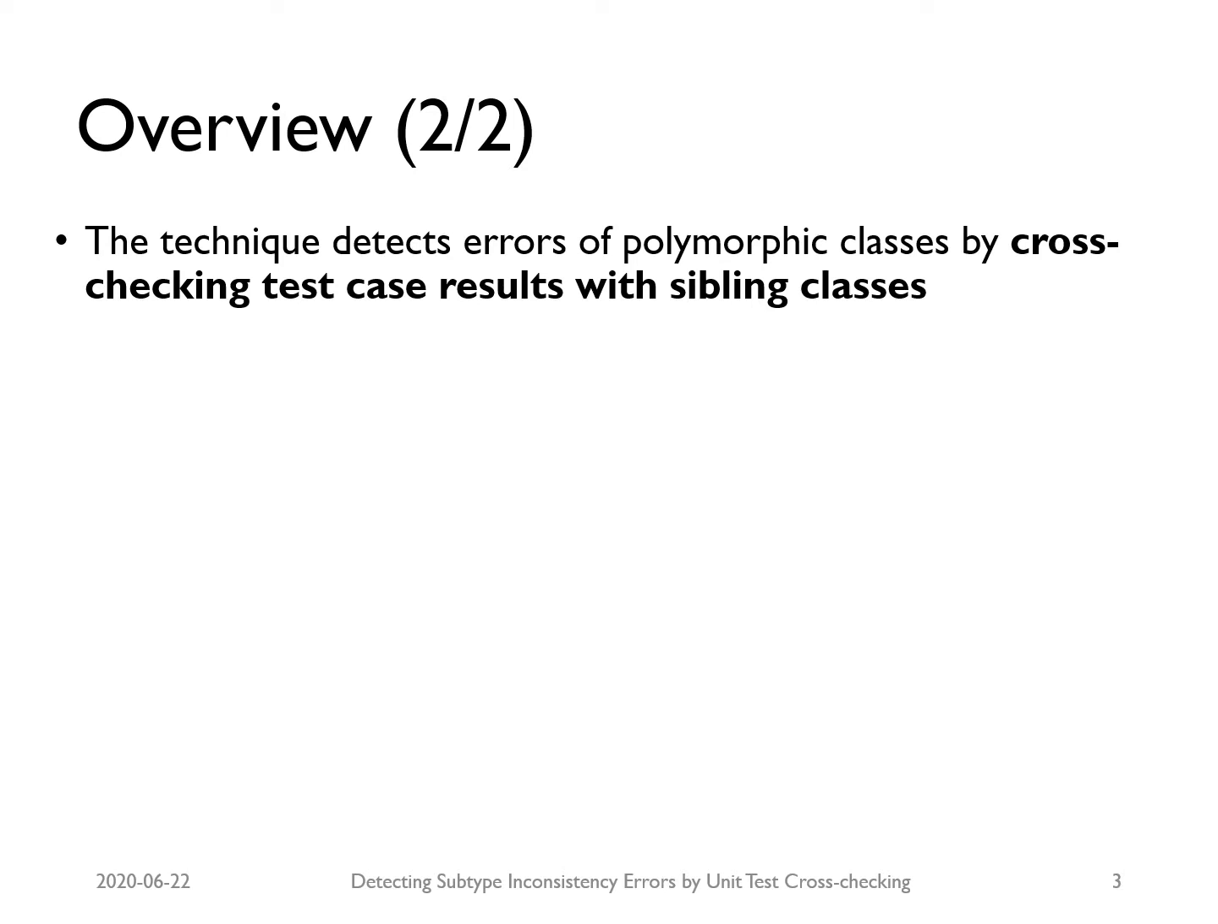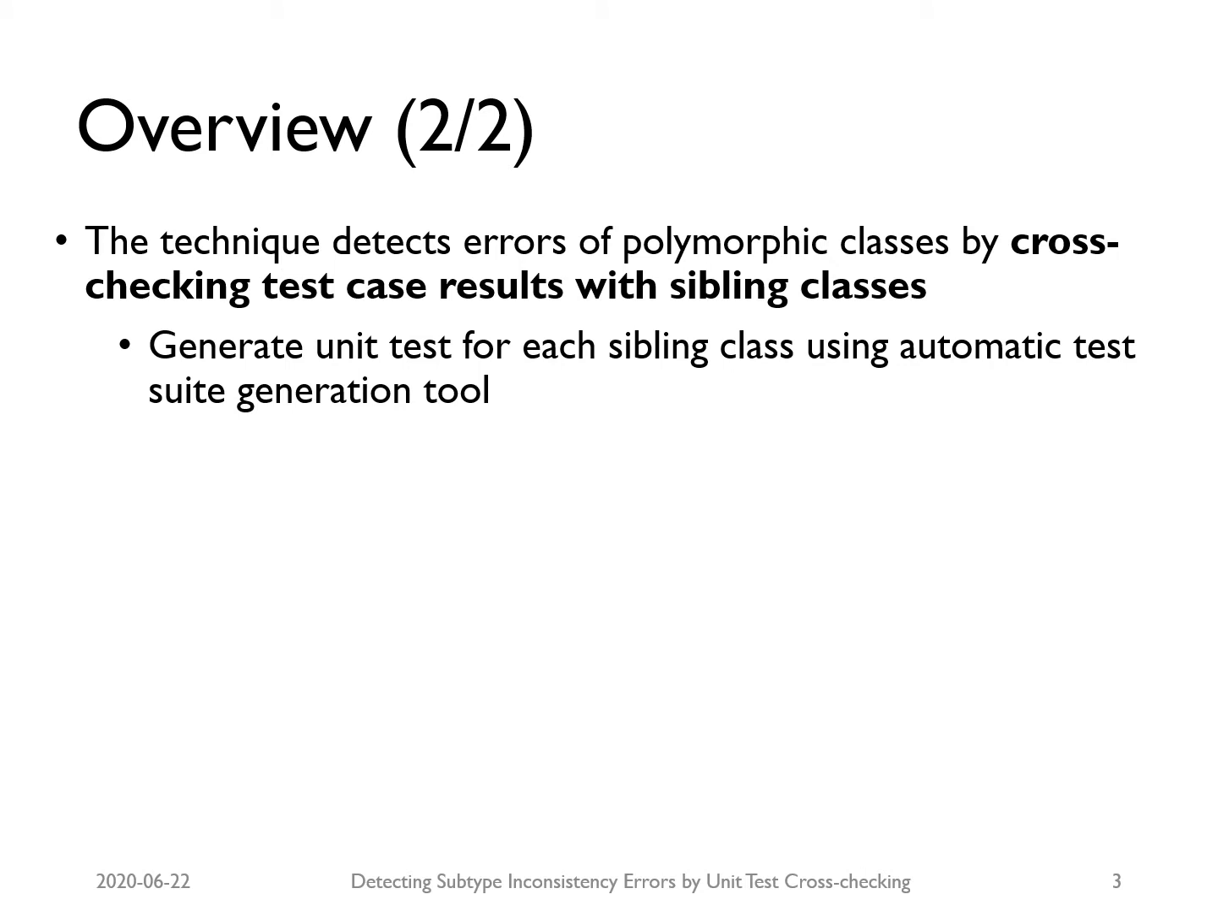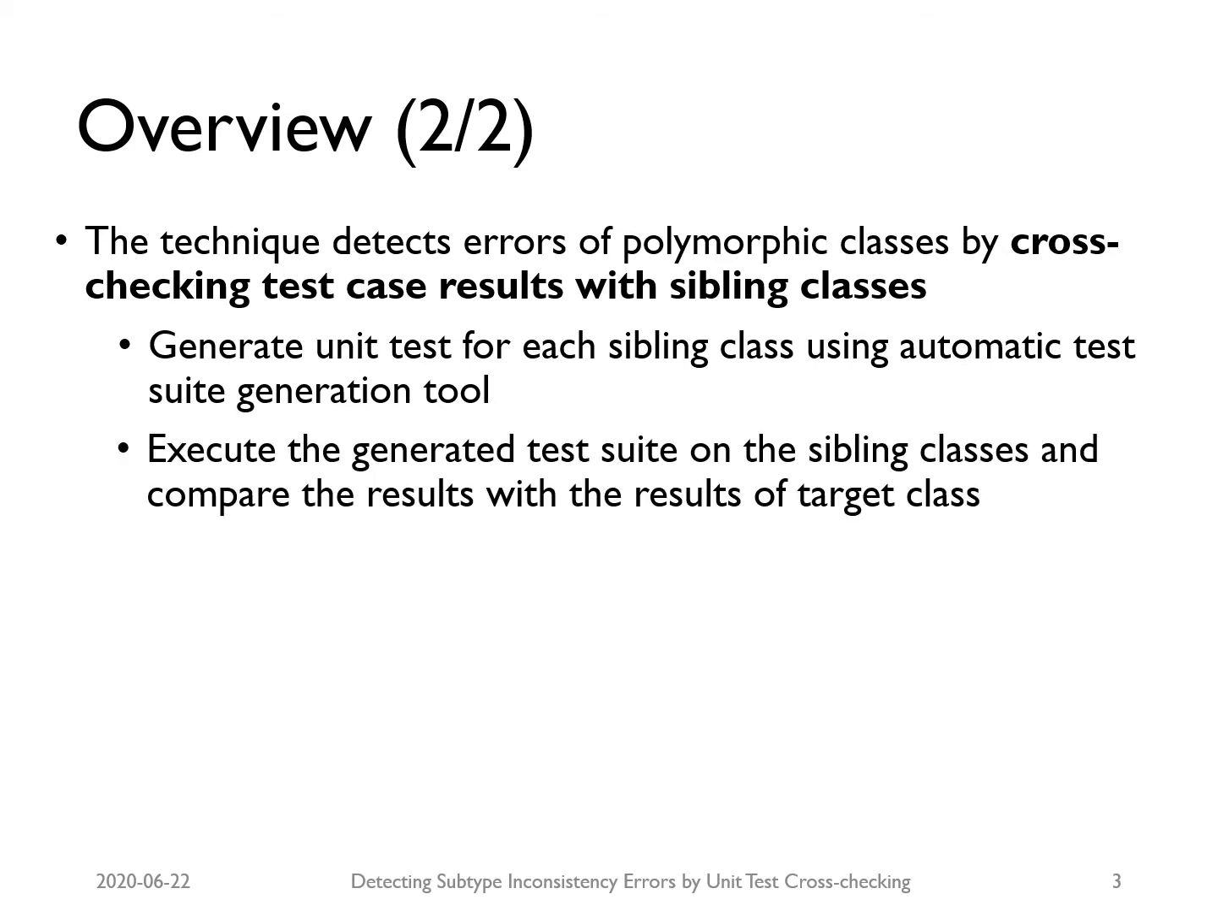The technique detects inconsistency errors by cross-checking the test results of the sibling classes, using the idea that a test case should pass in a class when it passes in most of the sibling classes. So this method uses an automatic test suite generation tool to generate unit tests for each of the sibling classes. And using the generated tests, we execute the tests on the sibling classes and compare the results to detect inconsistency errors.